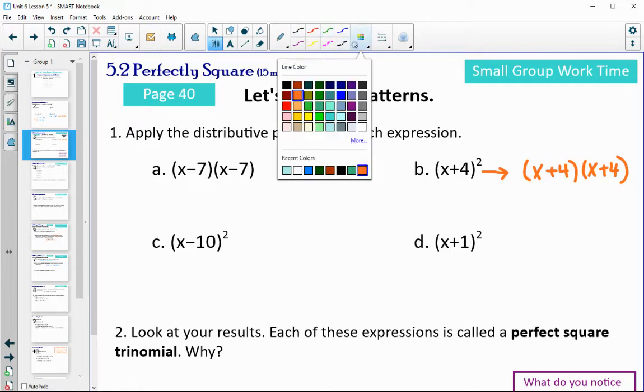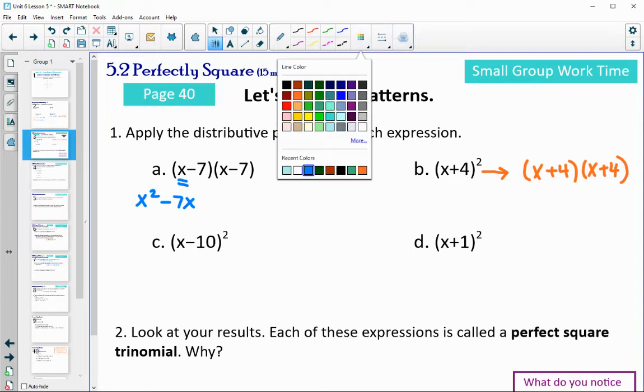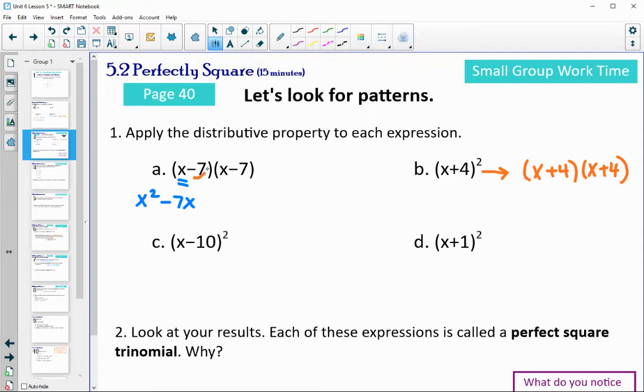All right, so we are going to work on distributing these out. So hopefully you felt okay about that. So we're going to take this x and multiply it into both these terms. We're going to do x times x, which is x squared. We're going to do x times the negative 7, which is negative 7x. Then we're going to distribute the negative 7 to both pieces. So negative 7 times x is negative 7x. And negative 7 times negative 7 is positive 49.